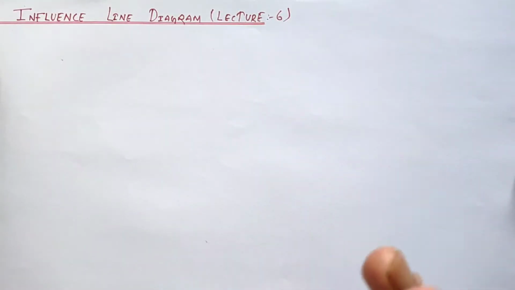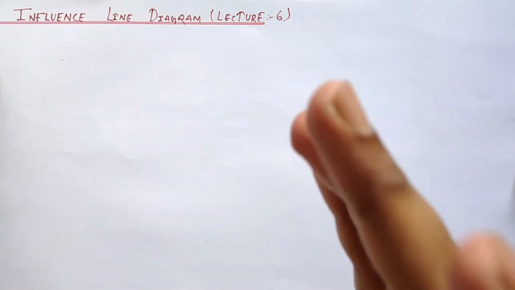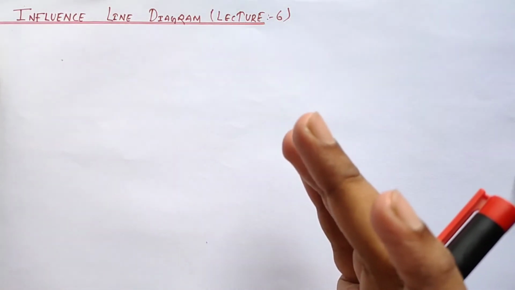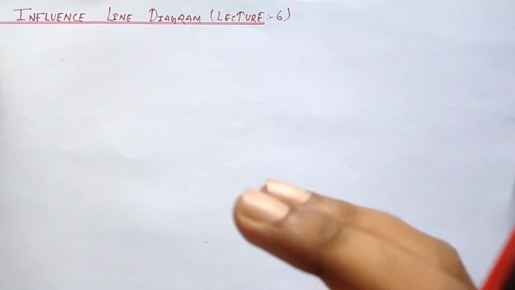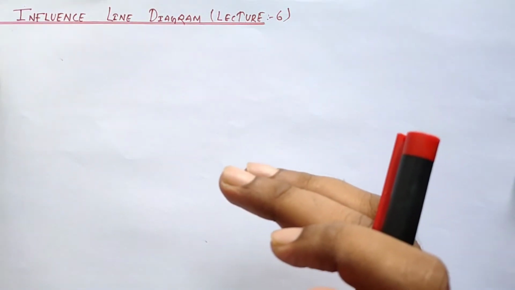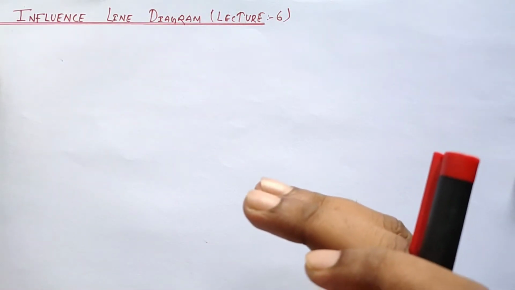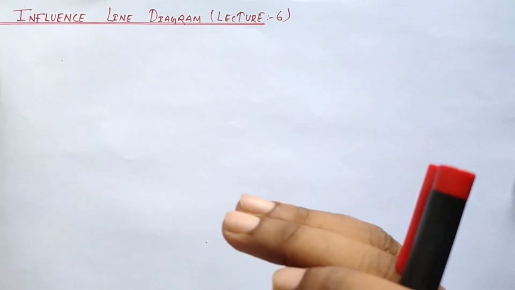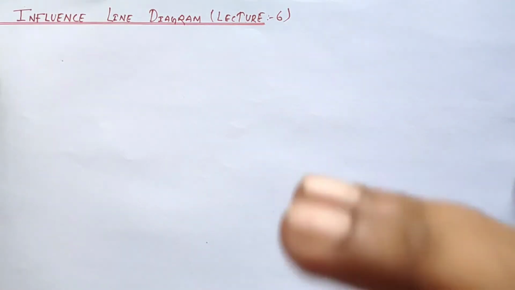Hey guys, this is Civil Learning Online, and today in this video I will be continuing our lecture on influence line diagram. Up to lecture 6 we have studied how to draw the influence line diagram for the shear force at the given section of the girder. And today I will be discussing the influence line diagram for the bending moment at the given section. Let me show you what we have studied in previous lectures.